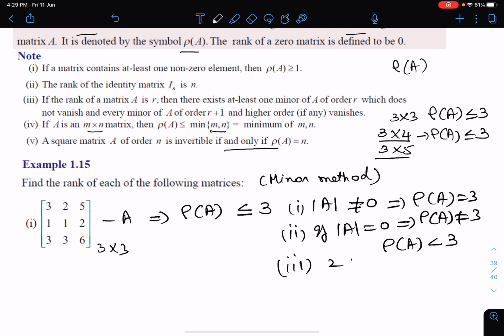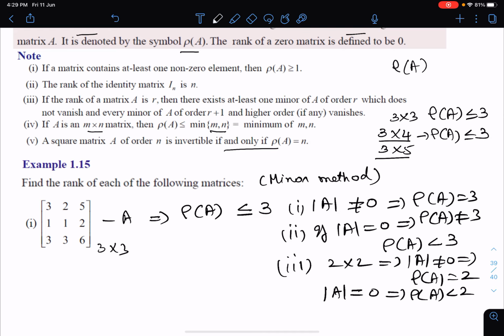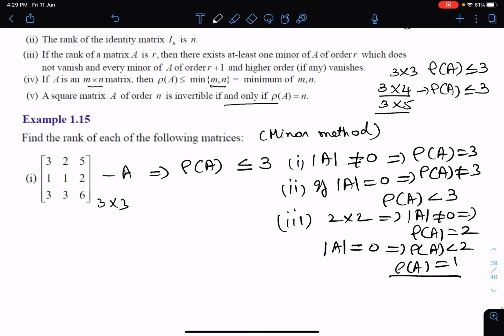You will take a 2 cross 2 matrix from this 3 cross 3 matrix, and again find determinant A, and if it is not equal to 0, which will imply rank of A equal to 2. Again here, if the determinant for the 2 cross 2 equals 0, this will imply rank of A is less than 2, that is nothing but rank of A equal to 1.